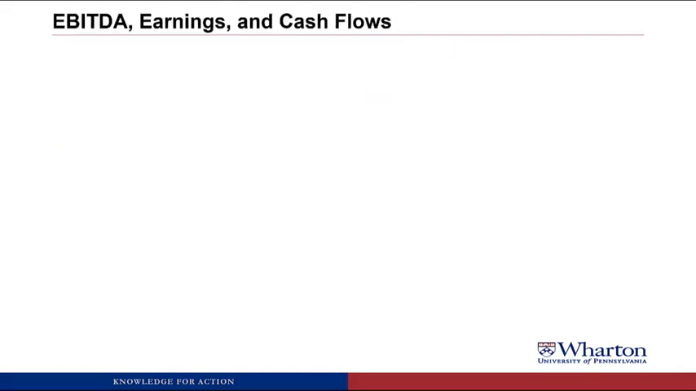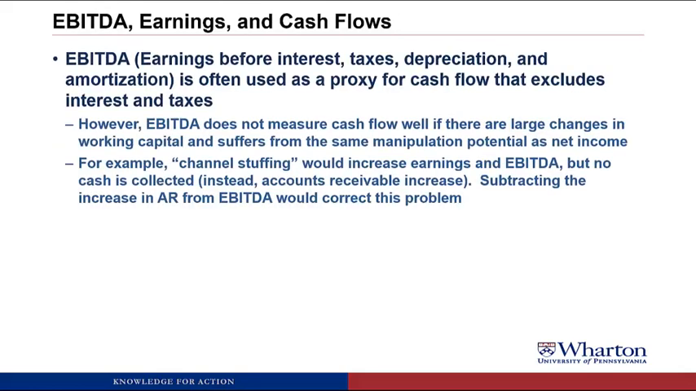Next, I want to talk about this measure EBITDA, which is defined as earnings before interest, taxes, depreciation, and amortization. EBITDA is often used by investors and analysts as a proxy for operating cash flow. And because it excludes interest and taxes, it solves for that problem that we talked about on the last slide. However, EBITDA does not do a good job of measuring cash flow if there are large changes in working capital like accounts receivable or inventory. And in fact, it suffers from the same manipulation potential as net income.